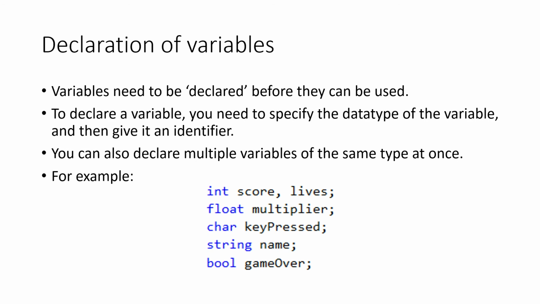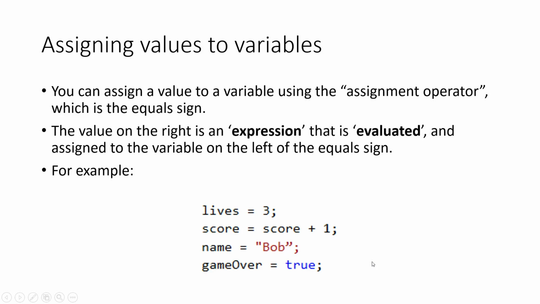So here's some examples of declaring variables. Integer called score, integer called lives. Notice you can declare two things on one line by separating them with a comma. A floating point declaration, a character declaration, a string, and a boolean. You can also assign values using the equals operator.